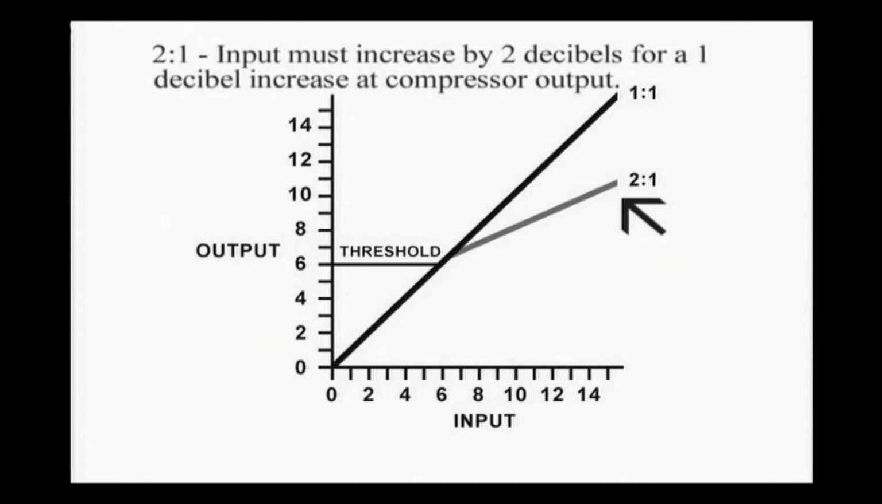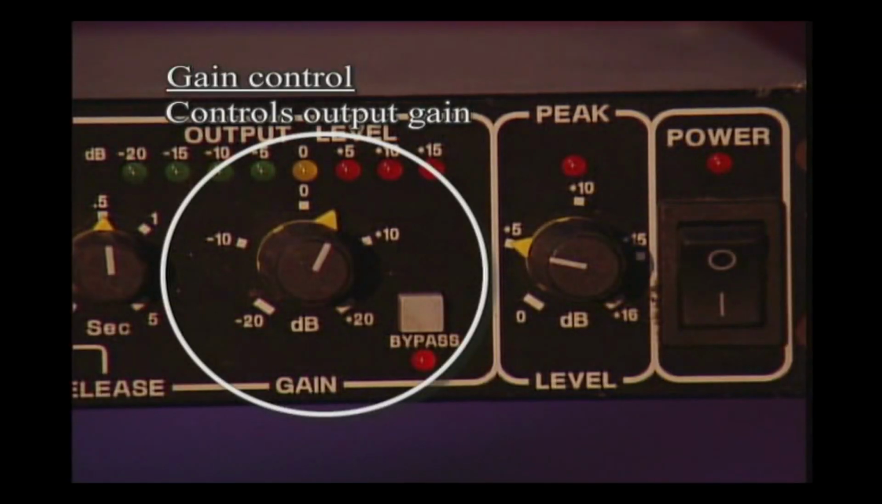The first digit indicates how many decibels of input change will cause a 1 decibel output change. A 2 to 1 ratio means the input level would have to increase by 2 decibels to create a 1 decibel increase in the output. With a 3 to 1 setting, the input would need to increase by 3 decibels for a 1 decibel change in the output level, and so on. Because the process of compressing a signal lowers the signal's overall level, there's a gain control, which allows you to compensate by adding output gain.